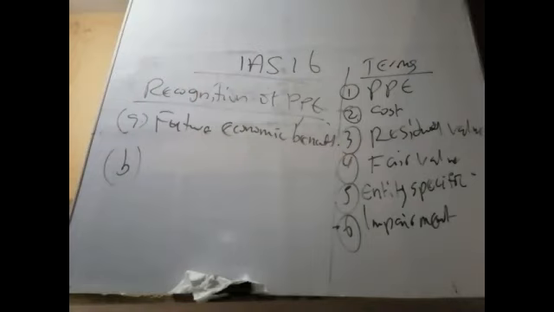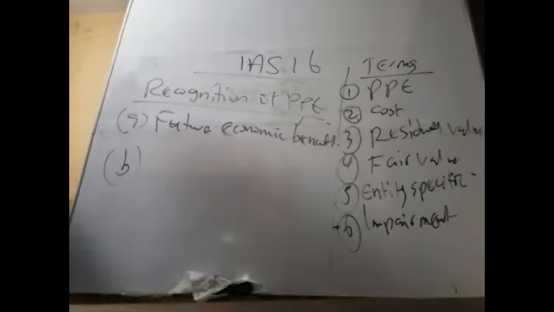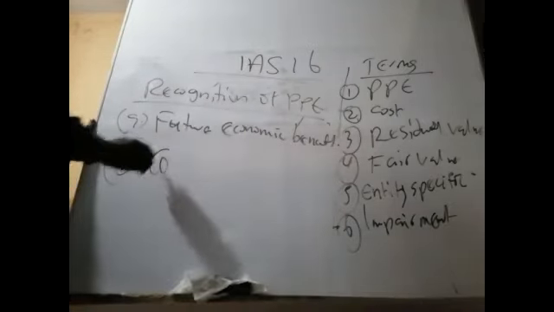Please, if you state this point without the word probable, take note the examiner can mark you down. So bring the probable. It must be probable that future economic benefit will flow to the entity. That is it. And then the cost of the asset can be measured reliably.